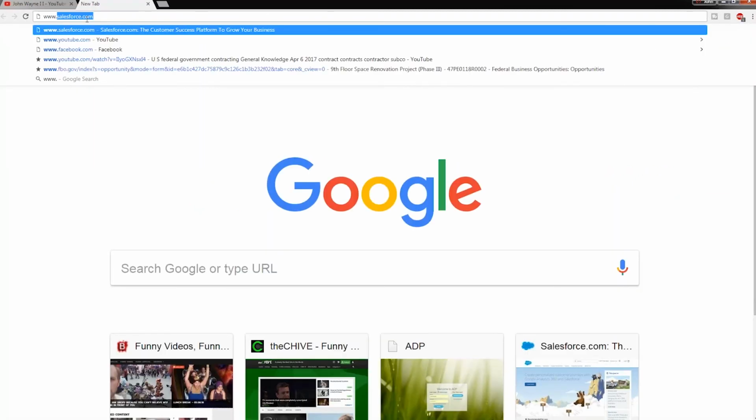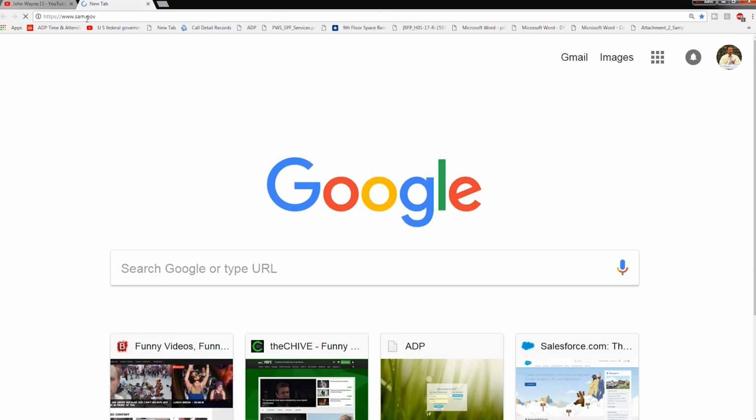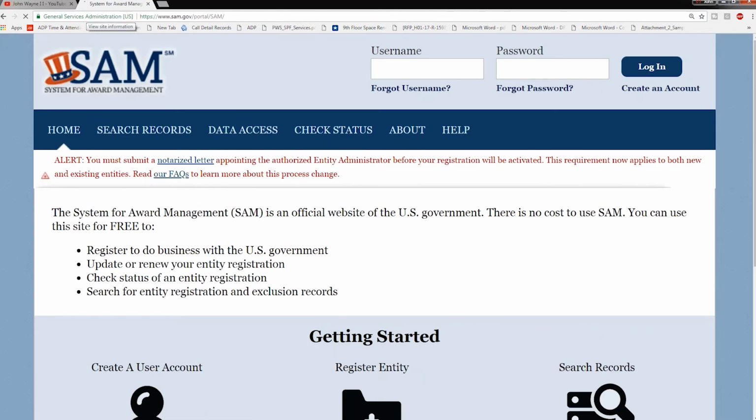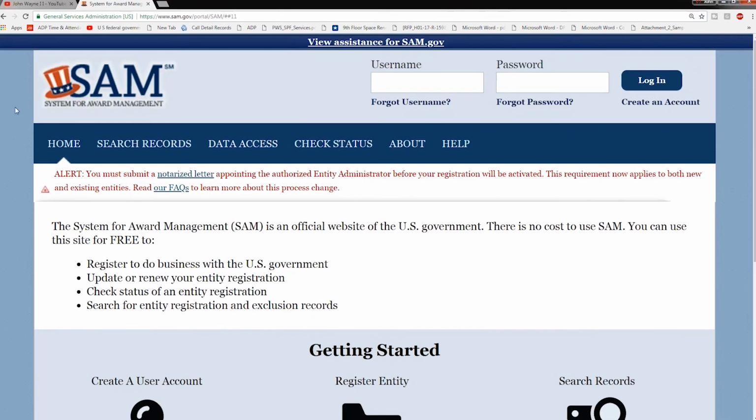SAM, the System for Awards Management, is the government's payment system. Basically, it's what you register to get your CAGE code. It's how you get paid. You have to have a checking or savings account, routing number, and account number in SAM in order to be active and have a CAGE code, and in some cases, to be paid by the government.